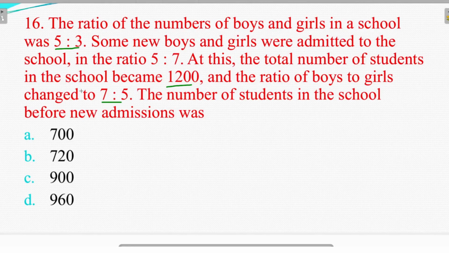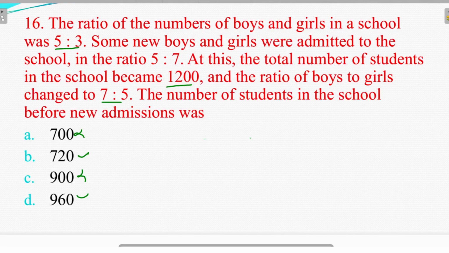5 plus 3 is 8, so it should be a multiple of 8, maybe this or this. Let's check which one. Let's take 720 total initially. That is 8 parts is equal to 720. 1 part is equal to 90. 9 5s are 450, 9 3s are 270. I have distributed 720, and now I'm assuming that as my answer.